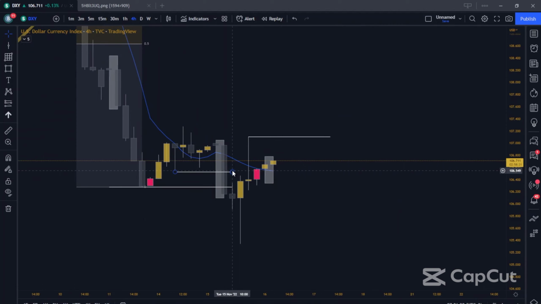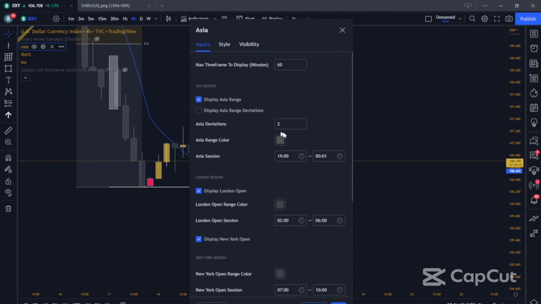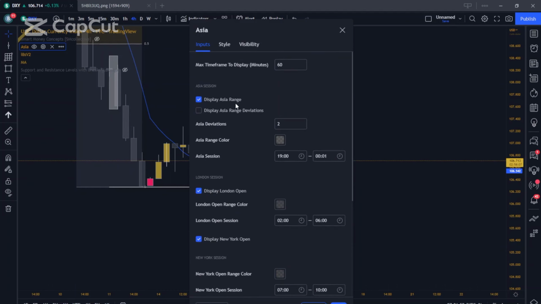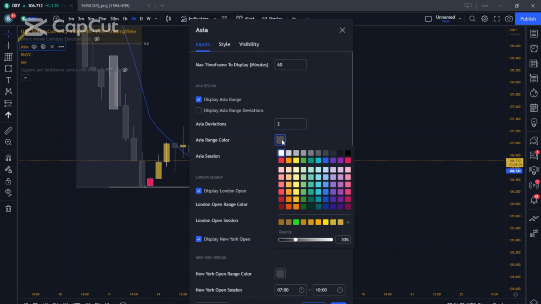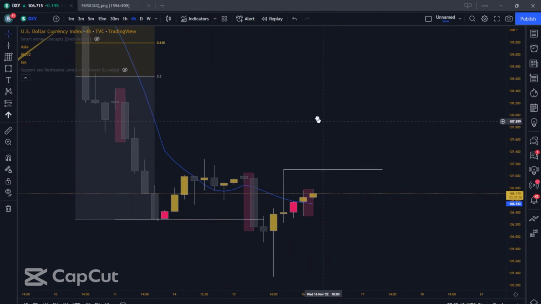If we happen to break this high, I need to change my Asia range indicator. I'll change it to like a light pink. Display London, New York, London. Okay, so let's make it like a pink. That's fine. Okay, so the pink there is Asia range, right?